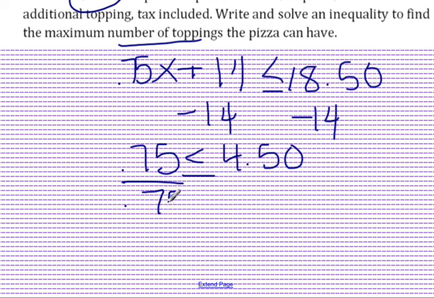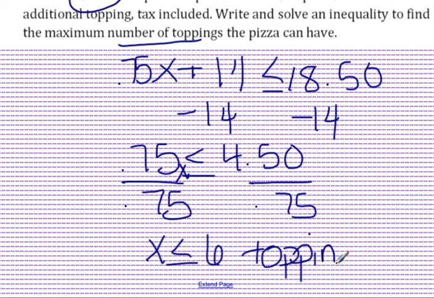So I'm going to divide both sides by 0.75. And then, oops, I forgot my x there. So then I get x is less than or equal to 6 toppings. So you can have up to 6 toppings. Could you include 6 toppings? Absolutely. You could have pepperoni, salami, pineapple, cheese, whatever you want on there, okay? That's going to be 6 toppings.